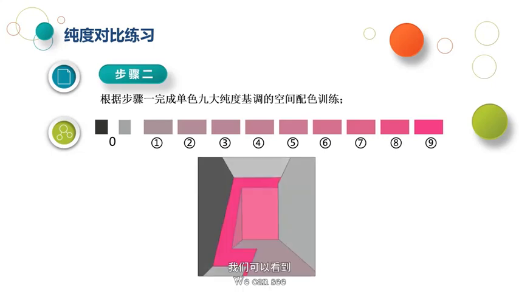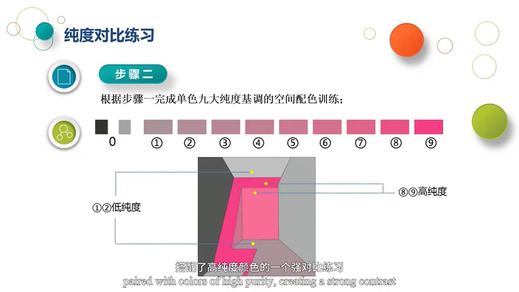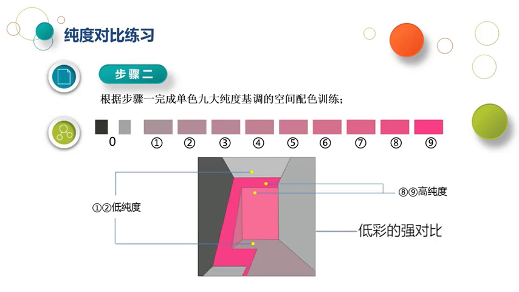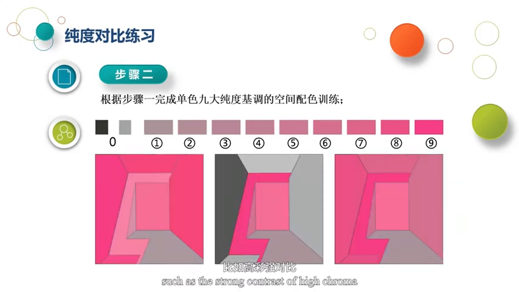As shown, we can see an exercise with colors of low purity as the main tone paired with colors of high purity, creating a strong contrast. That is the strong contrast of low chroma. In the same way, we can complete other types of contrast, such as the strong contrast of high chroma and the medium contrast of medium chroma.